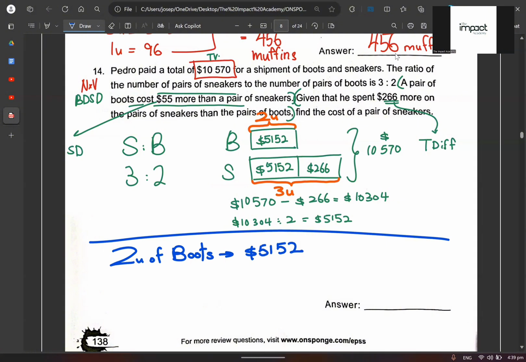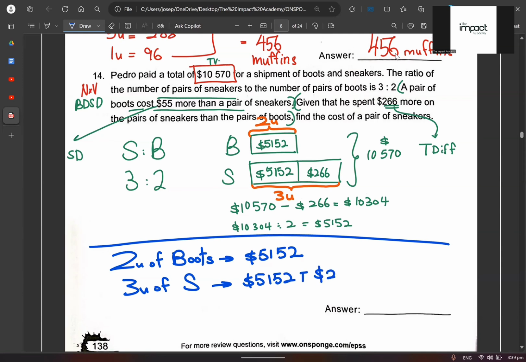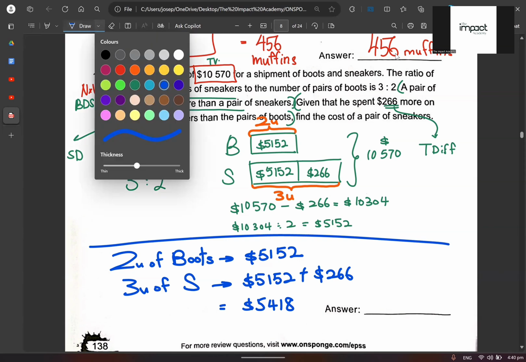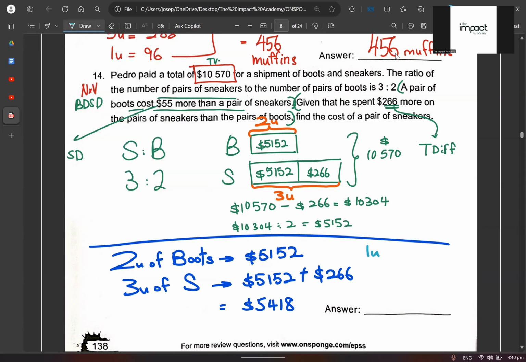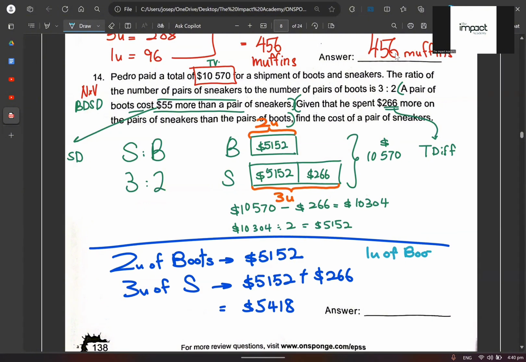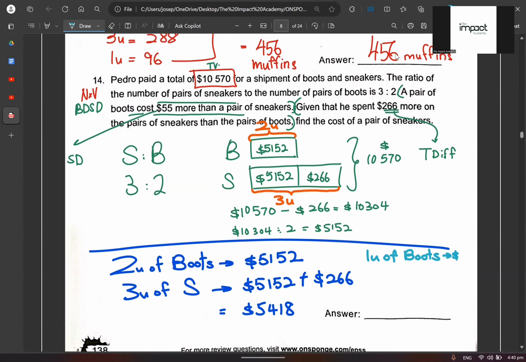Then for sneakers, 3 units of sneakers is 5152 plus 266 plus 266, which gives 5418. Our job is to always make sure that we get to 1 unit and 1 unit. 1 unit of boots is 5152 divided by 2, which gives 2576. That is one group of boots.